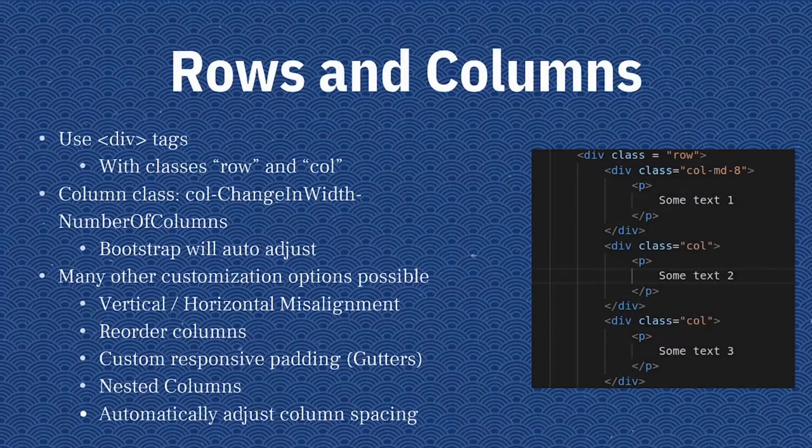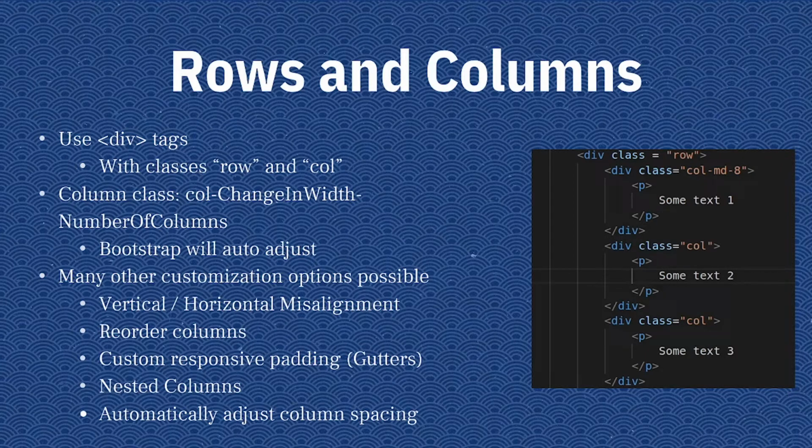For the rows and columns, they're included within the HTML file using div tags and a class name, either row or col, and the column classes has to be placed within the row classes. For the column classes, the most standard class is col, but there are numerous other col classes that can be used to fit the developer's customization needs.